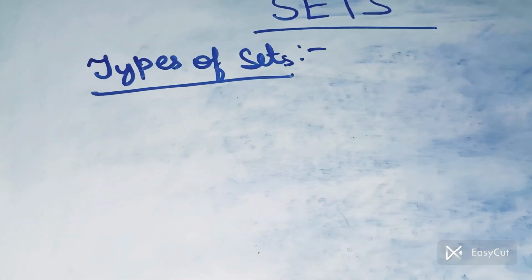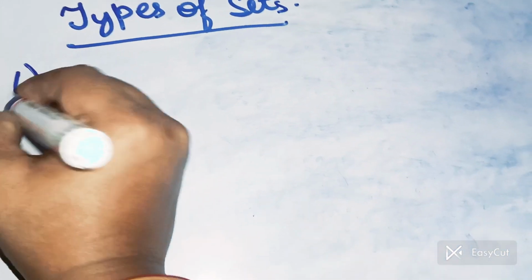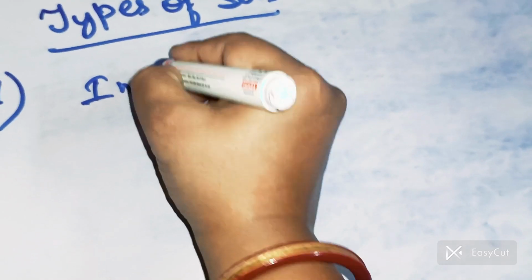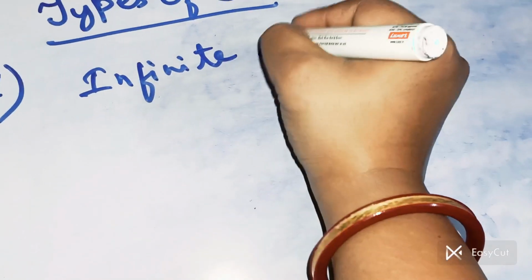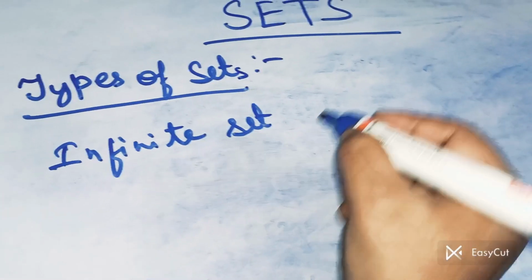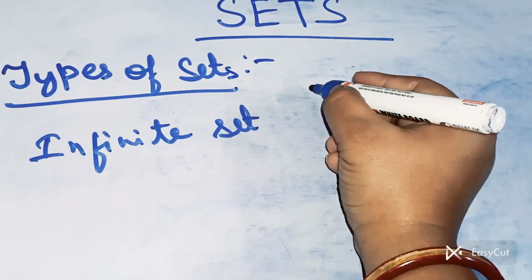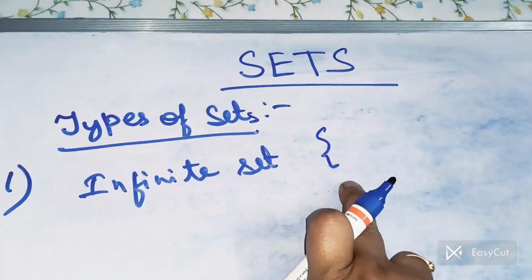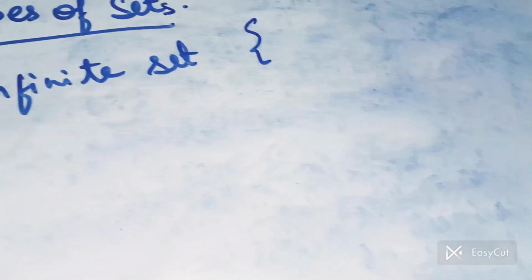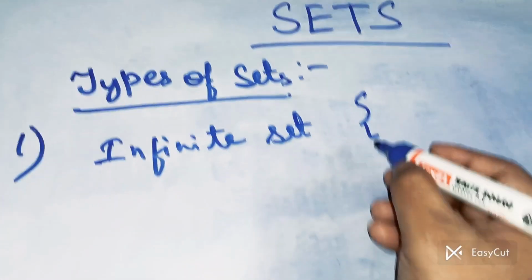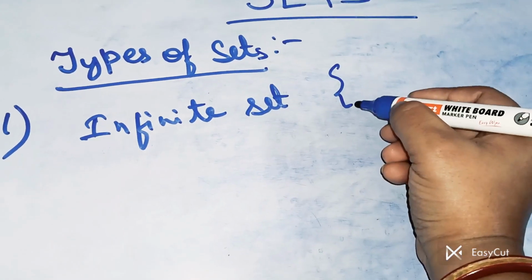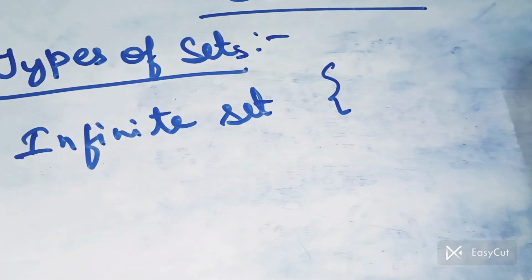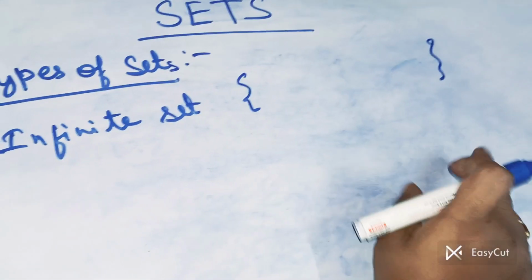How many types of sets are there? Let's see that. First comes the infinite set. When do we call a set an infinite set? Suppose the set of natural numbers. Again I'm just explaining it in the roster form or the tabular form. So in the tabular form we write it first. We start with the second bracket. We write the elements inside this second bracket or the curly bracket.